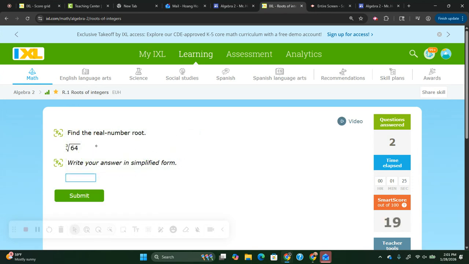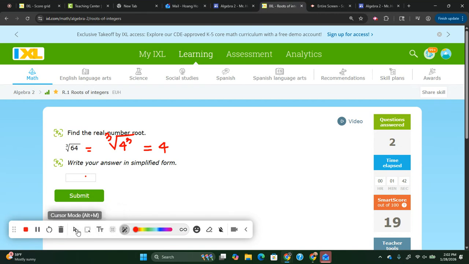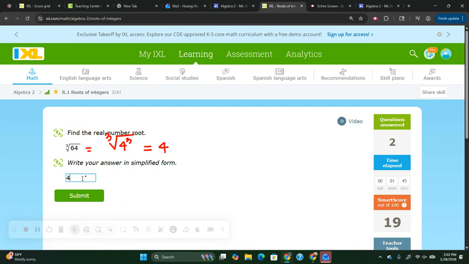Cube root of 64. All right, so here we go. 64 is actually 4 to the power 3, so the cube root and power 3 cancel out, so the answer is 4.